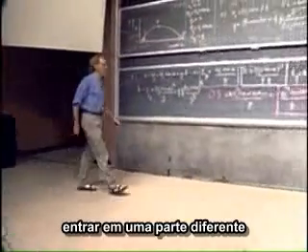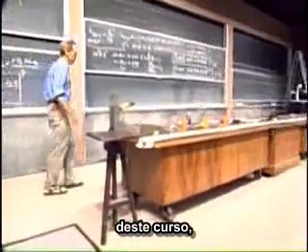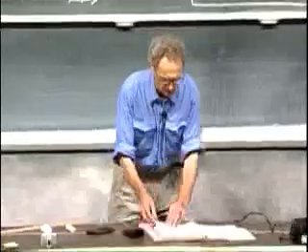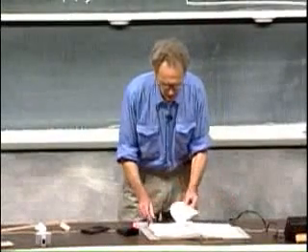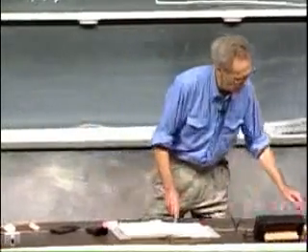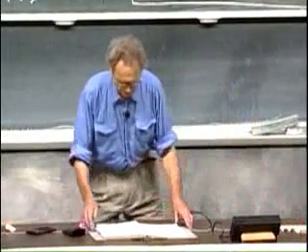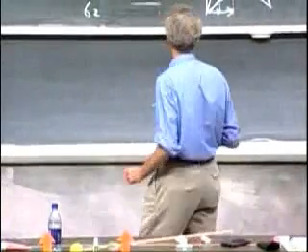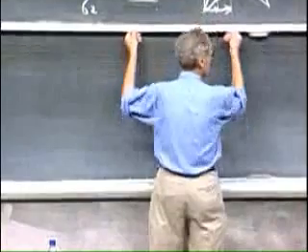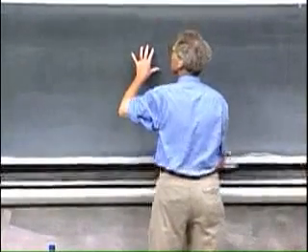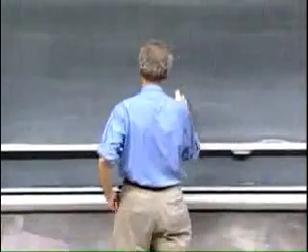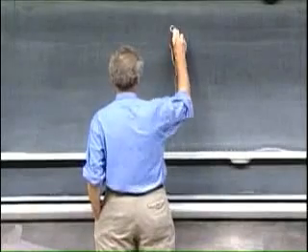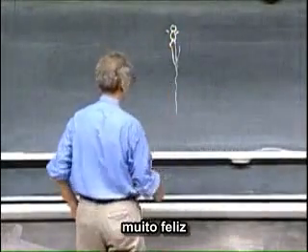All right, now we will enter a different part of this lecture, which is actually a very sad part. You know that people in Africa shoot monkeys. There is a monkey here in a tree. Very happy.